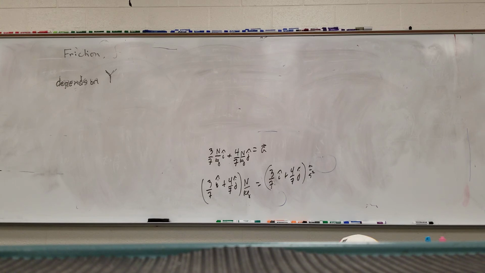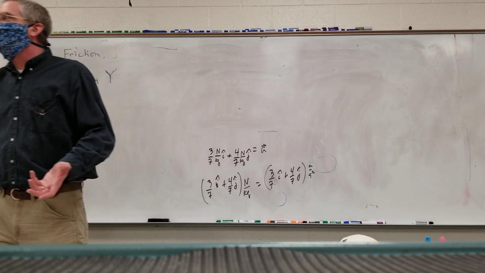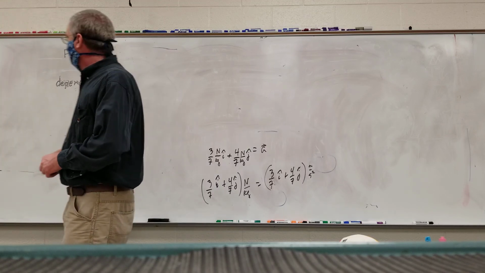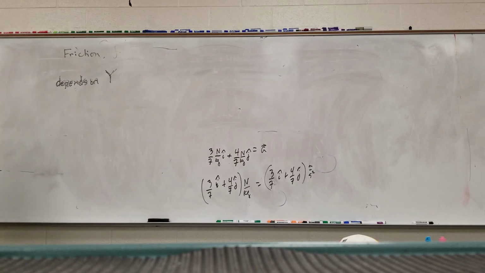I'm trying to think. Everyday life. What can be done to make one thing slide against something else more easily? Pardon? Put something between them. Something between it, like grease it. So what exactly does that do? If I put grease down, what does that do? It doesn't change the normal force. Normal force is still going to be the same.